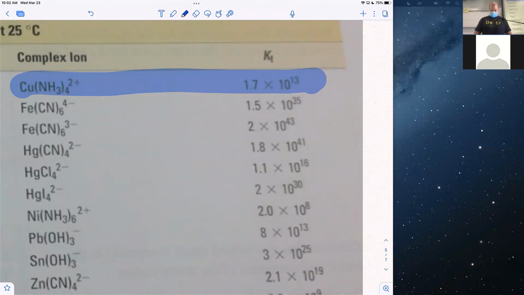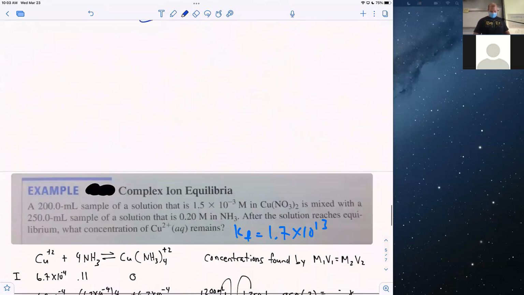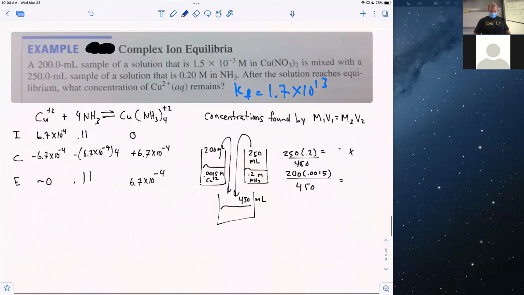And then the complex ion formation constant is 1.7 times 10 to the 13. So that's a big number, very far to the right. That's what we have here. The KF, I showed you where that's from, the chart.